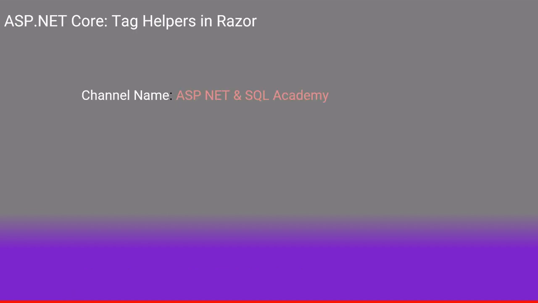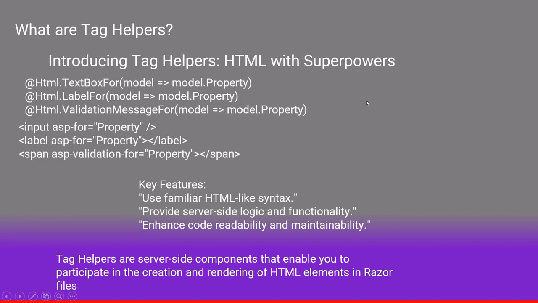Welcome back. In this video, we are going to explore tag helpers, a powerful feature in ASP.NET Core that allows you to write cleaner and more maintainable Razor views. Tag helpers are server-side components that enable you to participate in the creation and rendering of HTML elements in Razor files.